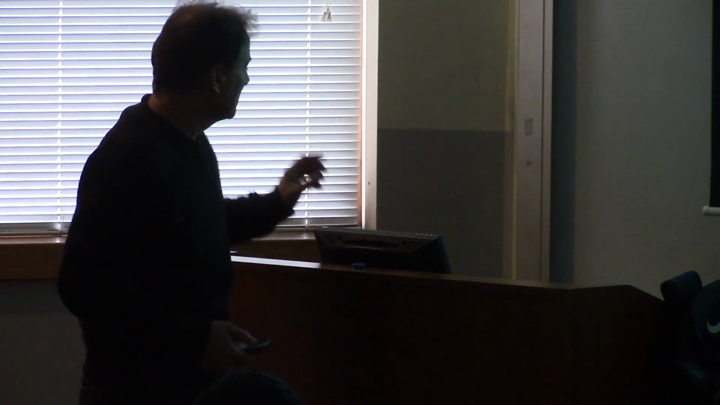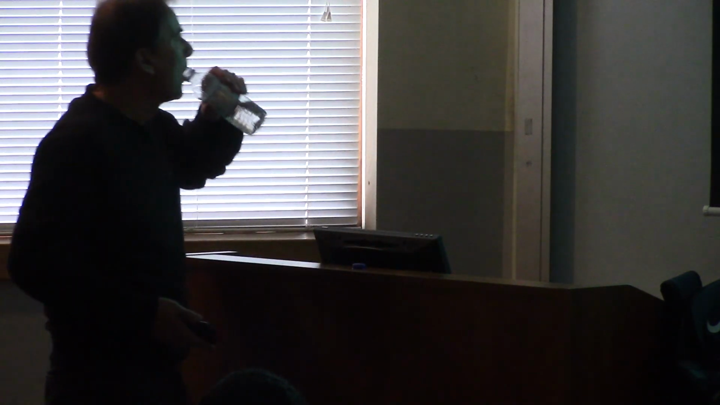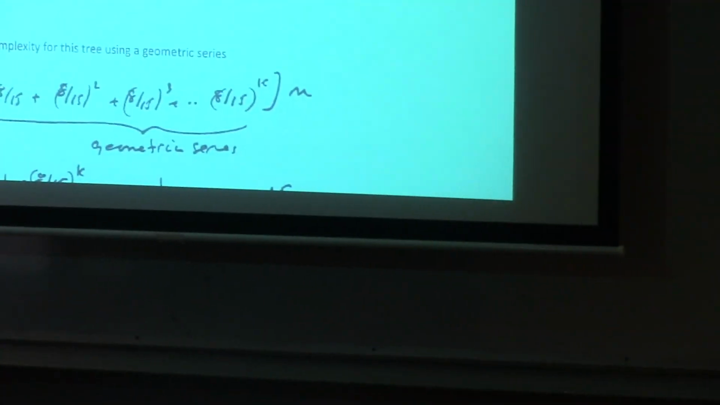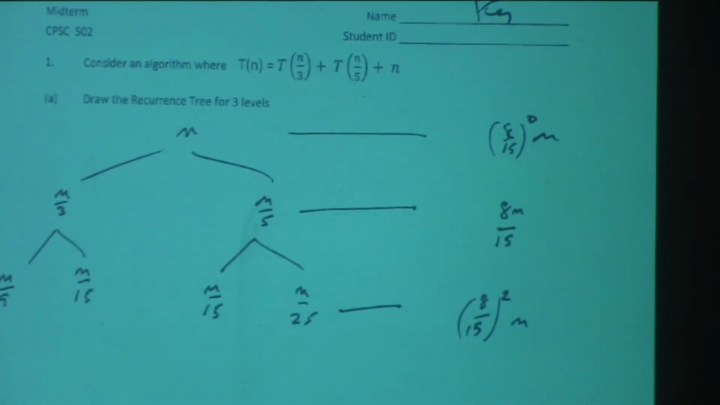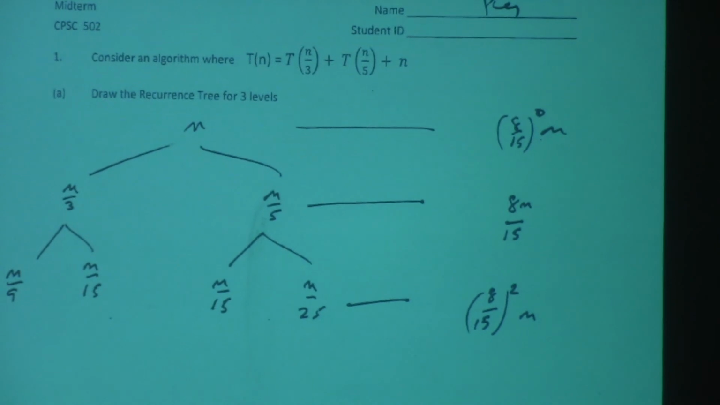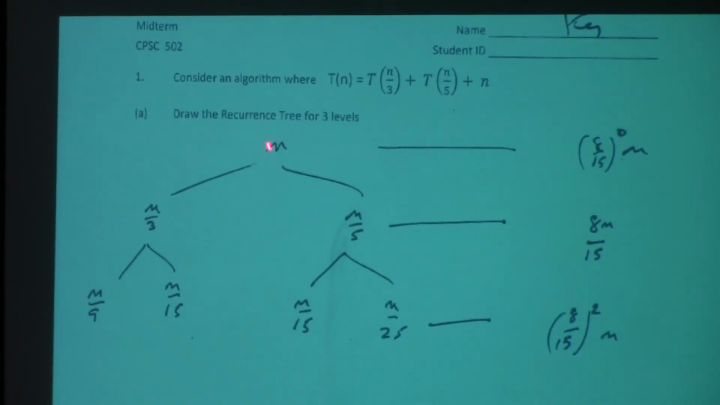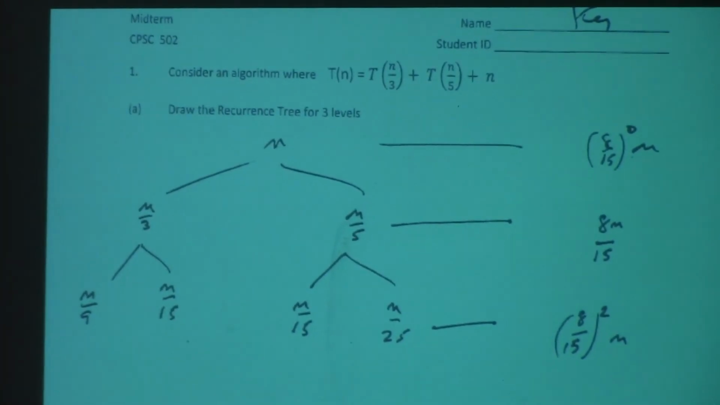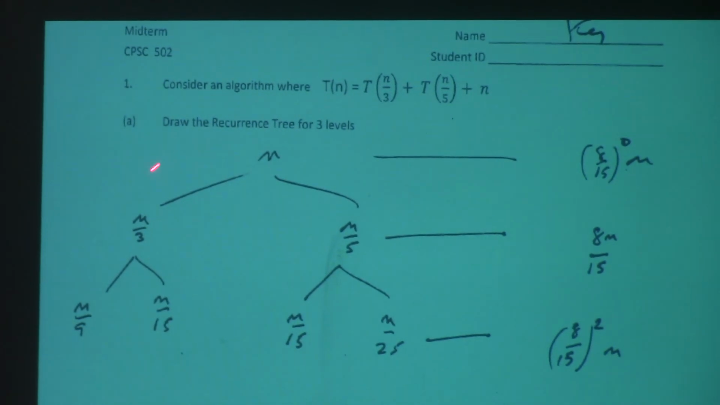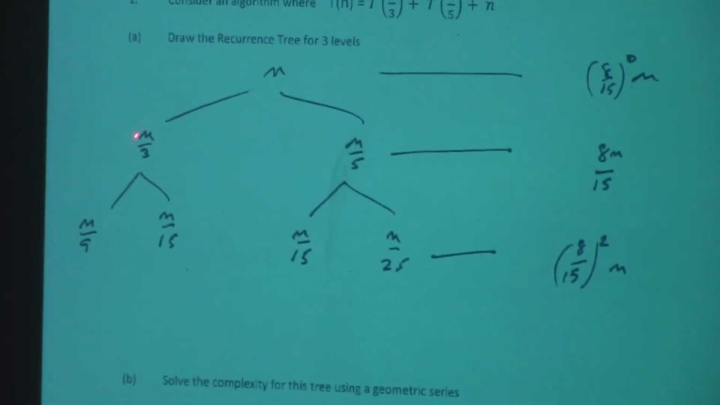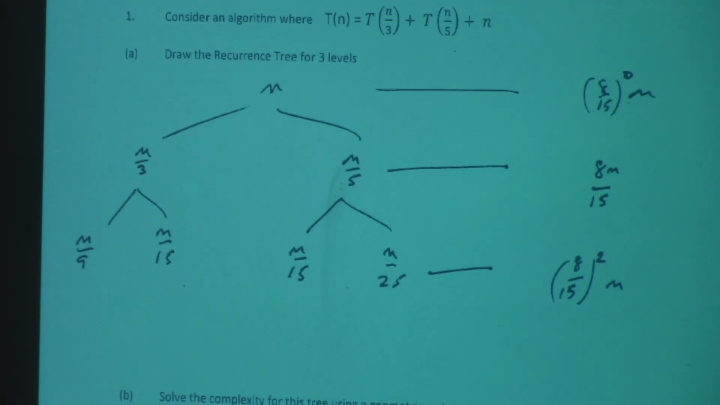Now, this was the easier version of the problem. Another version I considered giving you was the same thing, except instead of n, this was n squared. It is more complicated. The reason it's more complicated is because what goes here now? N squared. And when we get here 1/3, and this becomes 1/9 n squared, and this becomes 1/25 n squared. And then when you go to the next level, this is becoming n over 3, n over 3.